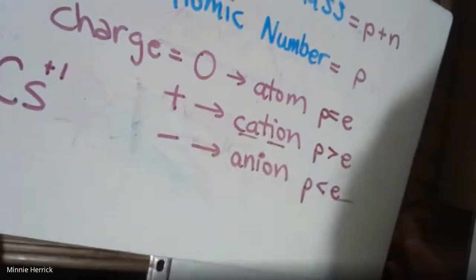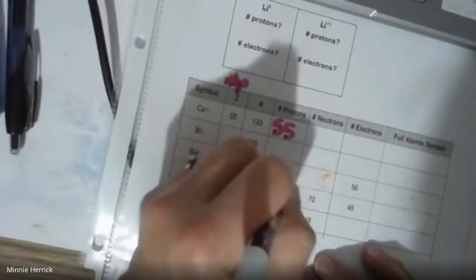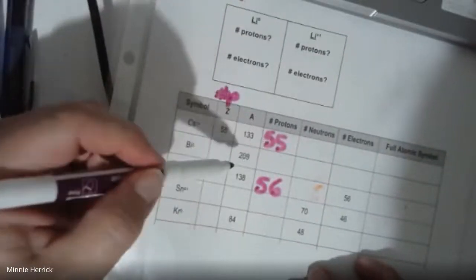Okay, so let's actually look at the math here and how to figure this out, okay? Remember that we have Z here. Let's get a little closer. Z is the number of protons. So this is 55, and when we have 56 for barium, we're going to put 56. The Z is the number of protons. This identifies the element, okay?